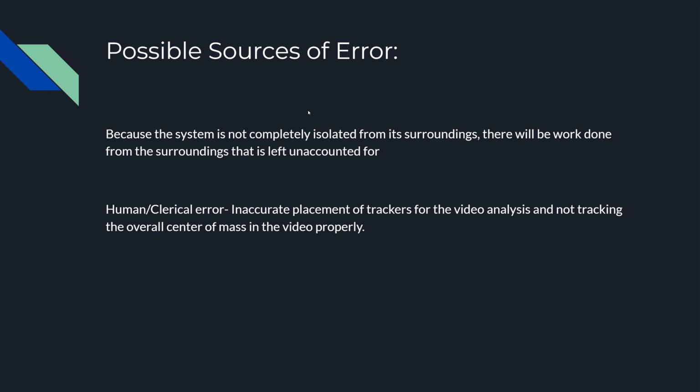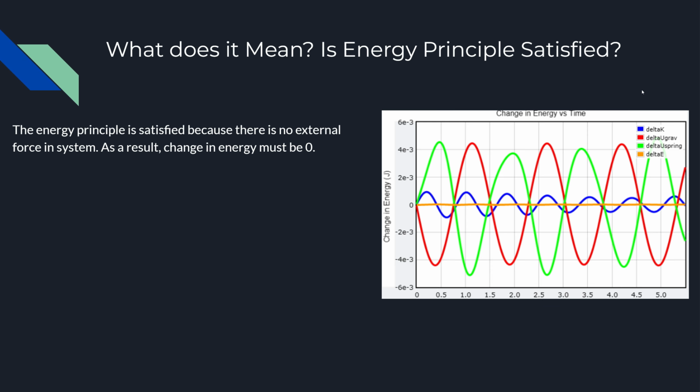Possible sources of error that we had. Because the system is not completely isolated from its surroundings, there will be work done from the surroundings that is left unaccounted for, and that could alter our findings. And then also there's just human and clerical error, such as inaccurate placement of the trackers for video analysis in the Tracker application, and not tracking the overall center of mass in the video properly. That will just end up skewing your results and giving you altered results compared to the actual model on GlowScript.